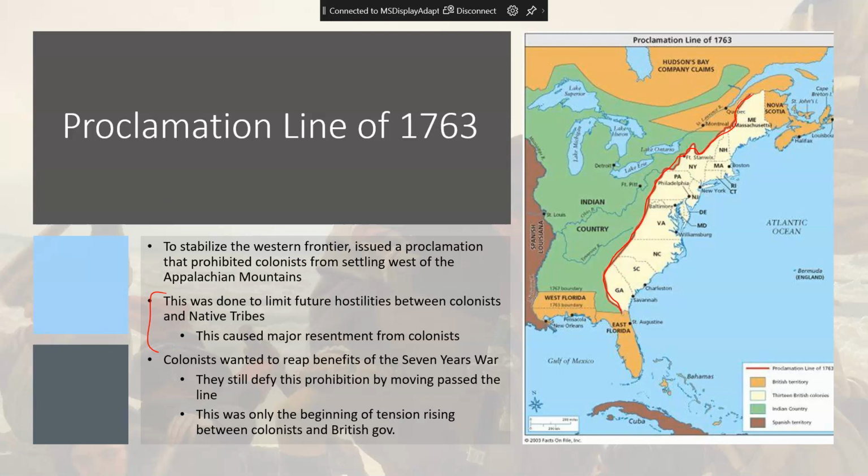And I apologize, it's small writing. For some reason, when I did the design on the slide, it made this box extremely small. I'll probably adjust that.